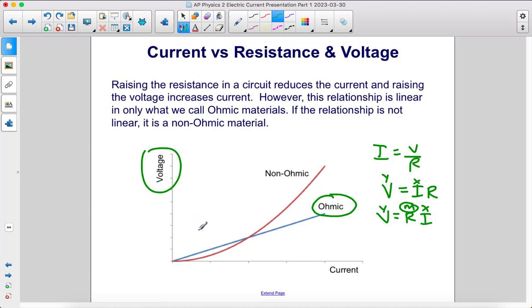However, if the relationship is not linear, for example, if you take experimental data and you find this relationship, then you are dealing with a non-ohmic material.